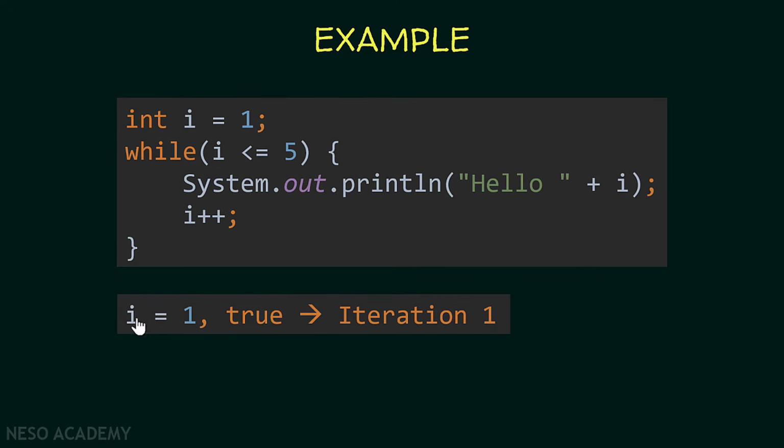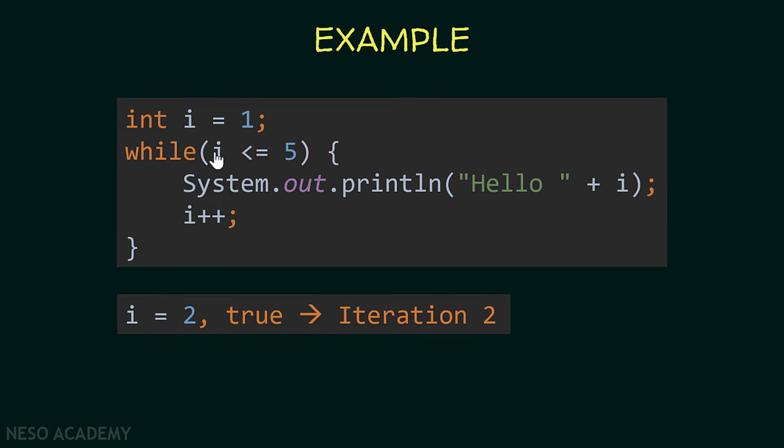First of all, I is equal to 1. So the condition is true because 1 is less than or equal to 5. So we are going to execute iteration 1. So we are going to print hello 1, and after that we are going to increment I. So now I is equal to 2. And as you can see, the body of the while loop ends over here. So what happens, we will go to the beginning and recheck the condition.